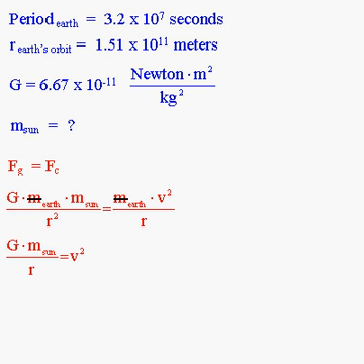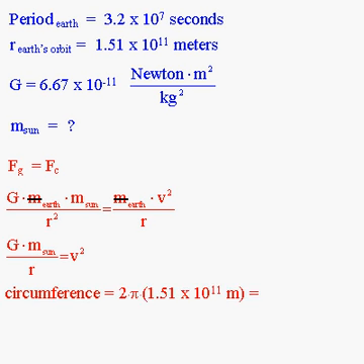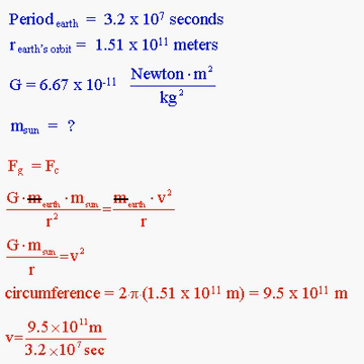Remember, the circumference of a circle is 2 pi r. So the circumference of Earth's orbit is 2 times pi times the radius of Earth's orbit, 1.51 times 10 to the 11 meters. That works out to 9.5 times 10 to the 11 meters. Well, that's the distance that the Earth travels in one orbit. So I can determine the speed of the Earth by taking the distance it travels in one orbit, 9.5 times 10 to the 11 meters, and dividing by the time it takes to make one orbit, 3.2 times 10 to the 7 seconds. When we work that out, we find that the speed of the Earth in its orbit is 3.0 times 10 to the 4th meters per second. Okay, that's an important number, so we're going to save it.